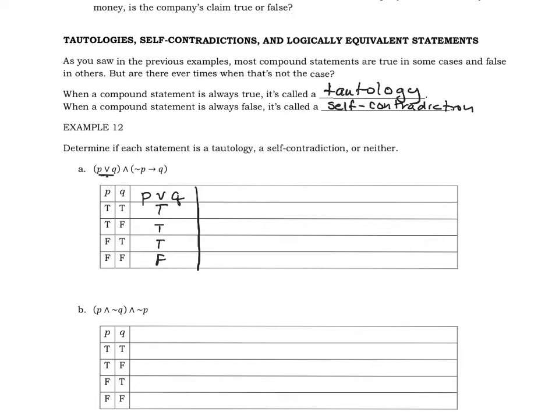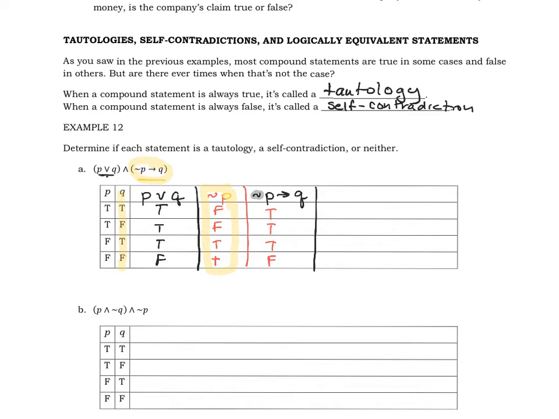And then I'm going to work on this next. Now I'm going to have to do the negation of P first. So I think that'll be false, false, true, true, right? So we are going to do this part right here. These are the two columns that we're concerned about. Again, I will pause this and see if you can come up with the same truth values that I do.